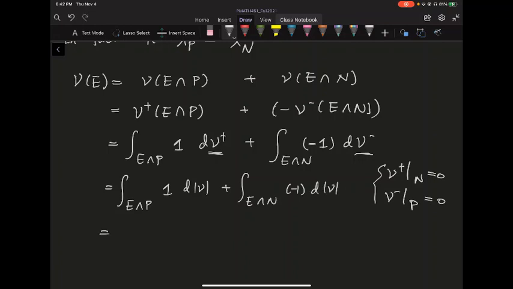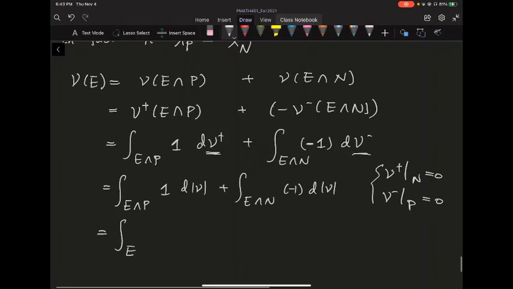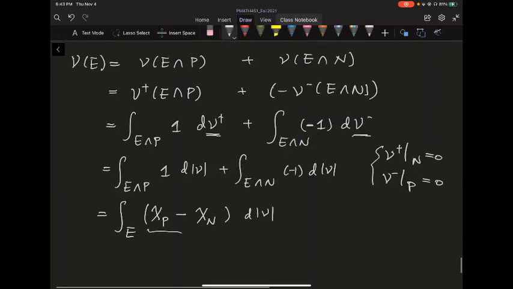And now it's fairly simple to see this. If you want to write it as an integral over E, then on those sets inside E intersect P, you take the positive one. So you say characteristic function on P, that's positive one. But when it's on N, it's negative one. So you subtract the characteristic function on N. So this is d of the absolute value of nu. And now you've shown that this is essentially what you expect it to be. So we explicitly showed, considering the signed measure nu and its absolute value, what this H, this Radon-Nikodym derivative, looks like.